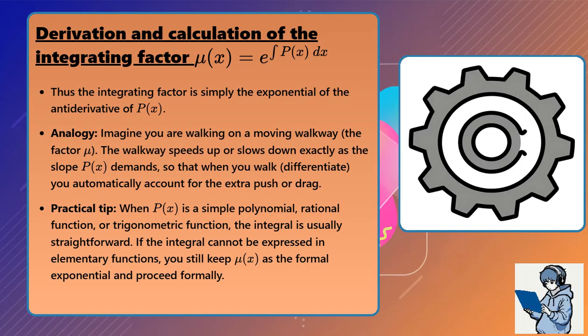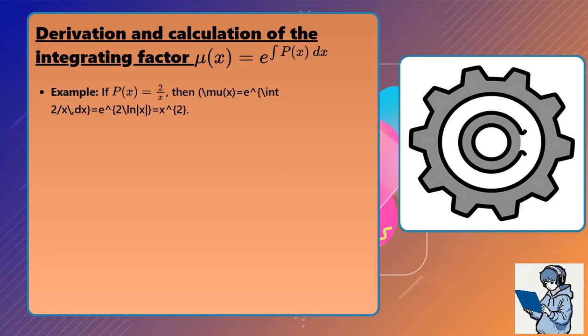Practical tip: when p(x) is a simple polynomial, rational function or trigonometric function, the integral is usually straightforward. If the integral cannot be expressed in elementary functions, you still keep mu(x) as the formal exponential and proceed formally. Example: if p(x) = 2/x, then mu(x) = e^(integral of 2/x dx) = e^(2 ln|x|) = x squared.